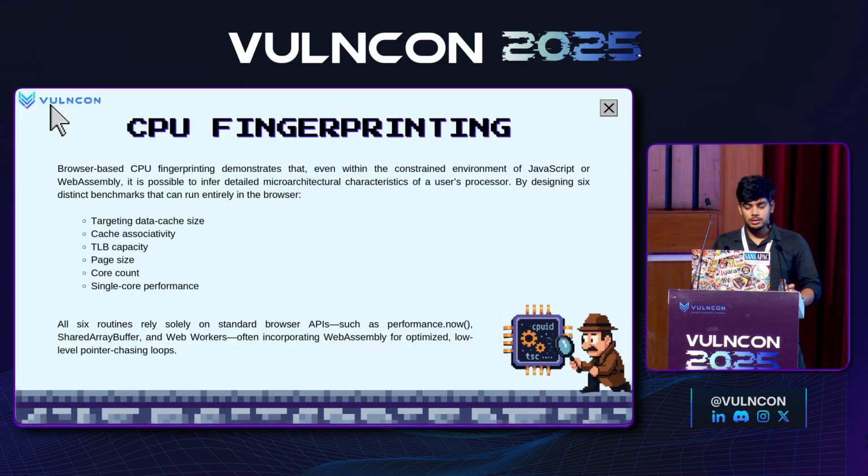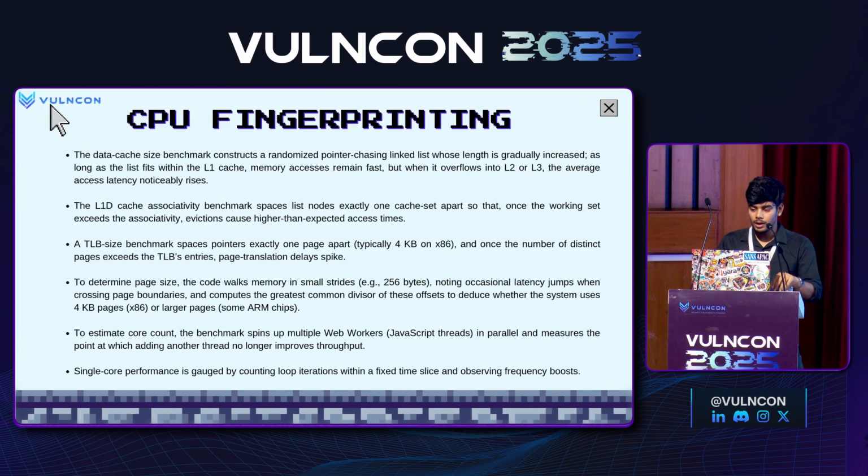The CPU fingerprint is a browser-based fingerprint that extracts your CPU's hardware characteristics. So it mainly uses 6 distinct benchmarks. That is the targeting data cache size, the cache associativity, the TLB capacity, what page size it has, what core count, and the single core performance. And using just these 6 benchmarks, it creates a fingerprint that is unique to you, even if you have the same kind of CPU for 2 devices. So these techniques fundamentally use standard APIs that come with the browser, that is Performance.now, SharedArrayBuffer, Web Workers, and WebAssembly.